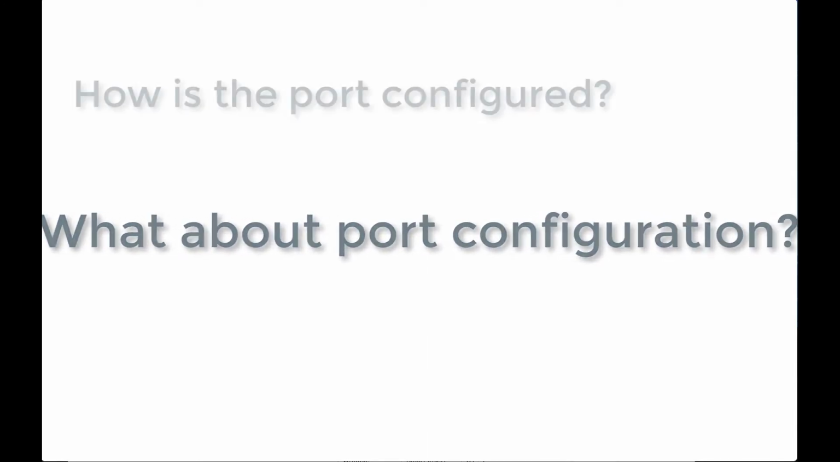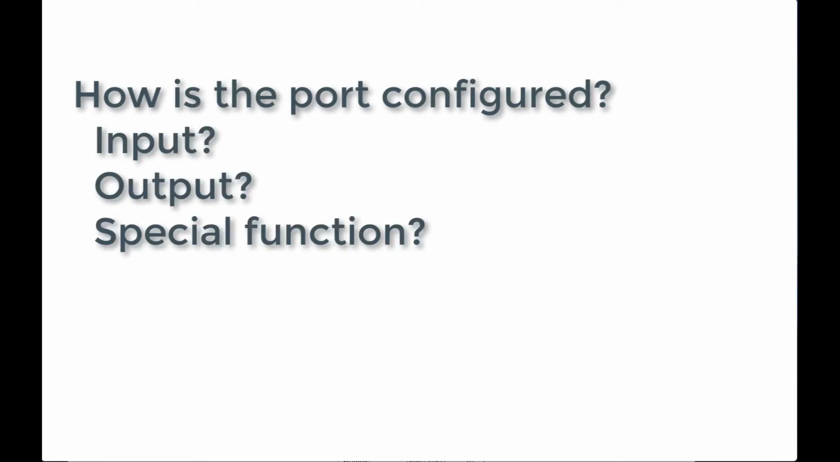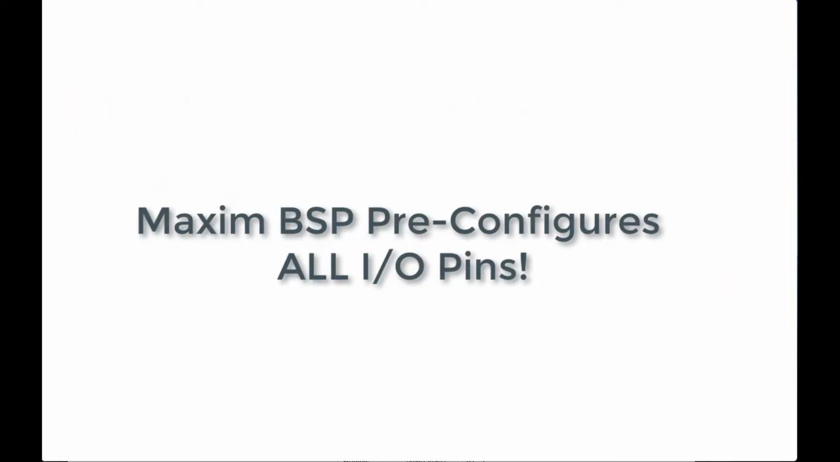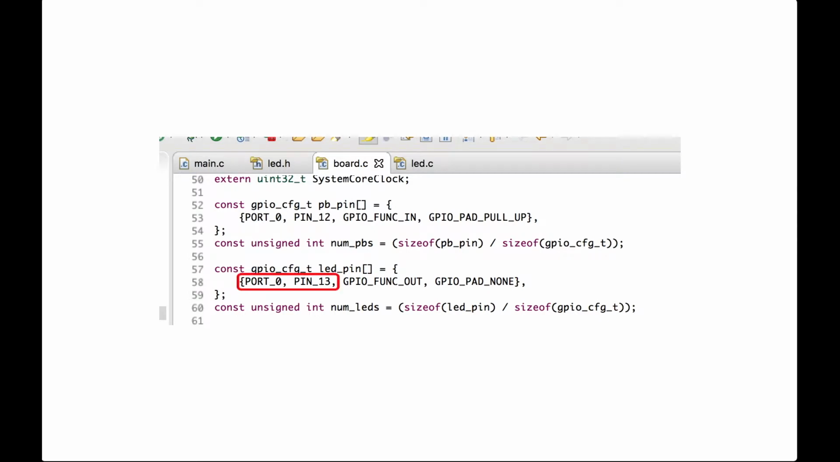We don't know if the LED port is configured as an input or as an output, or maybe it's a special function. We noted in the last series that every pin is overloaded with one or more special functions. But what we haven't discussed yet is that the Maxim board support package performs a lot of configuration functions before we ever get to the first line of the user program. In particular, the board support package knows that there's an LED attached to port 0, bit 13, and it pre-configures the port bit as an output.